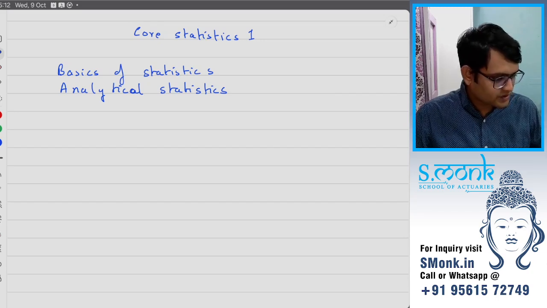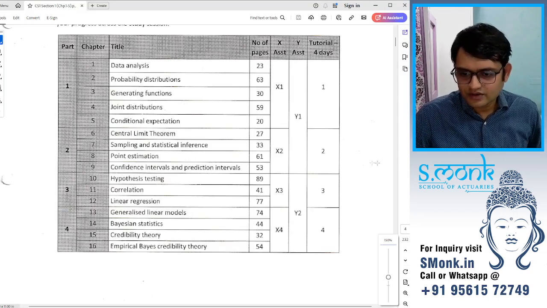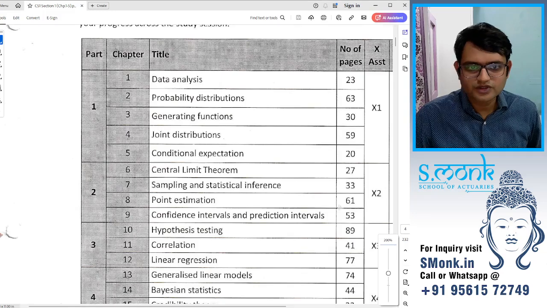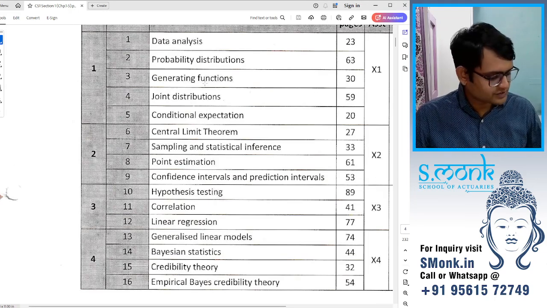Now this is the course that we are going to follow. Okay, so these are the topics. We have 16 chapters. We have data analysis, probability distribution, generating function, joint distribution. Okay, so we are going to follow all these 16 chapters, but before that we are going to go through some basic chapters as well. Okay, so the basic chapters that we are going to study.